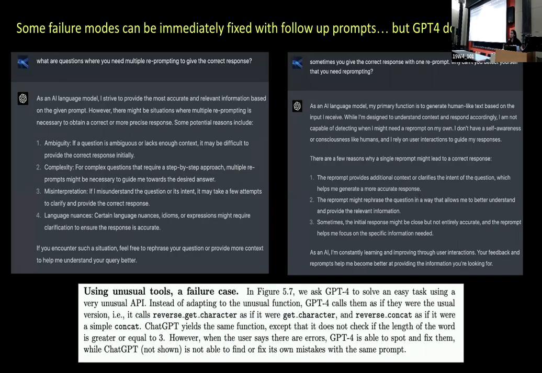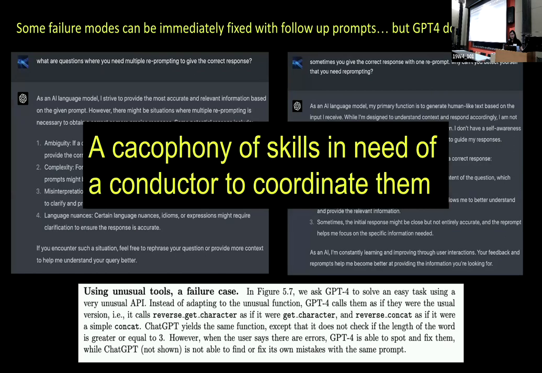Another thing is some of their failures. When you even ask it, it understands when it fails and it needs reprompting. It can list for me situations in which it requires reprompting. And it also knows that reprompting can improve it, but it doesn't self-prompt, which again brings me to it having a cacophony of skills in need of a conductor to coordinate them.